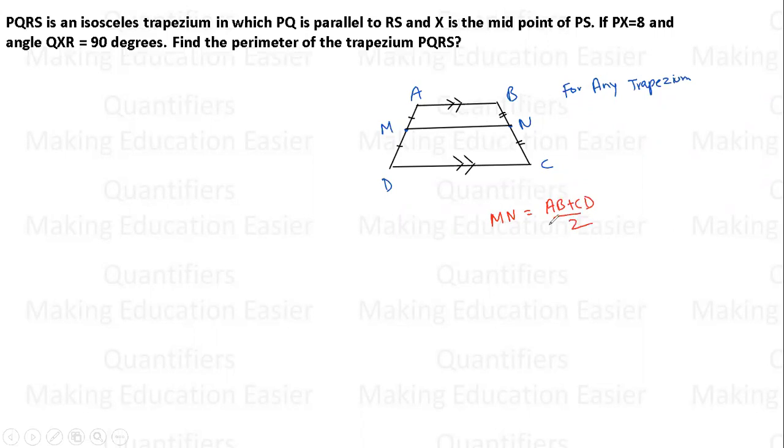I hope this is clear to everyone. Again, I'll repeat, M is the midpoint of AD, N is the midpoint of BC. So if you join these midpoints, the length of this mid segment MN will be the average of the parallel sides. Very important theorem. Now let's come to the question.